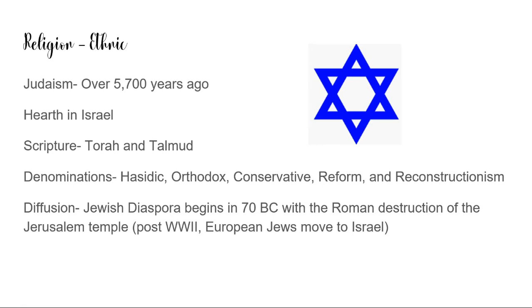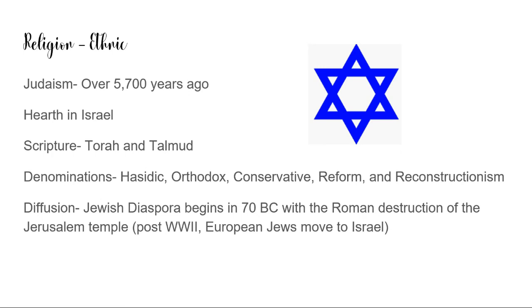Next up is religion. There are two types of religions. There's ethnic, which means the religion is only meant for a specific culture. And then there's also universalizing, which means the religion is not meant for a specific culture, and usually those are the religions that are sending missionaries or trying to spread their views. So Judaism is an example of an ethnic religion.